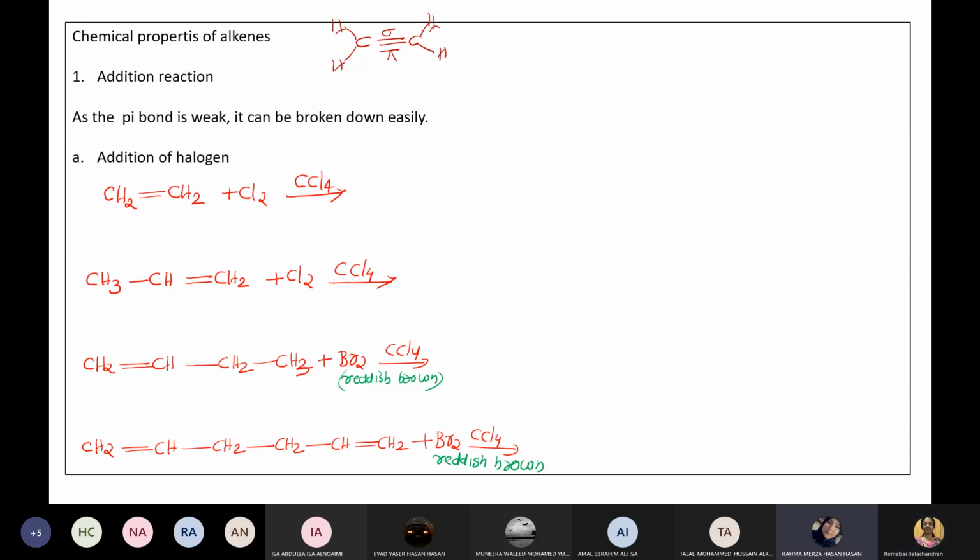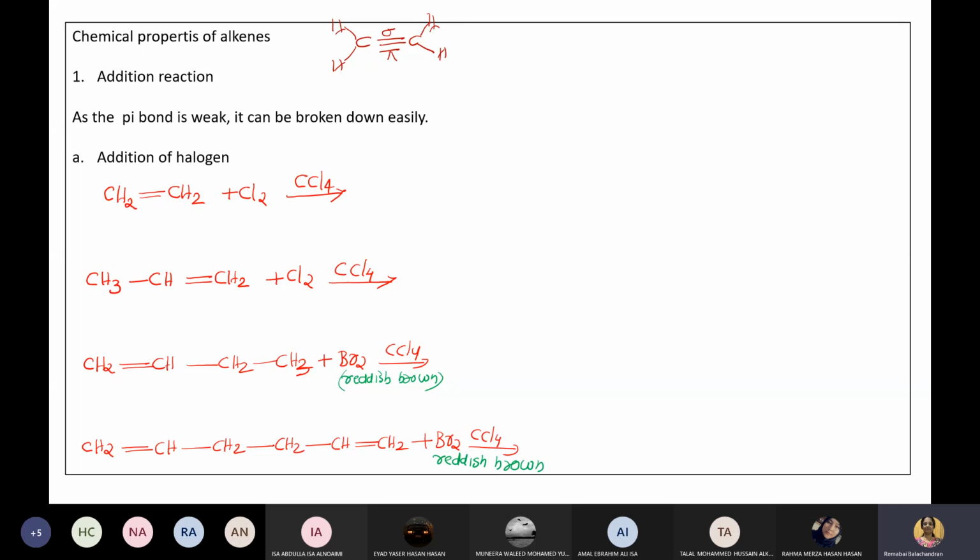Because of the lateral binding of the orbitals, now look here. Addition of halogens. So the double bond will be broken down. Double bond means the pi bond will be broken down. We will add something. Do you remember last class I told you we have different types of reactions: addition reaction, substitution reaction, rearrangement reaction. So alkanes undergo substitution, but alkenes can undergo addition reaction by breaking this pi bond.